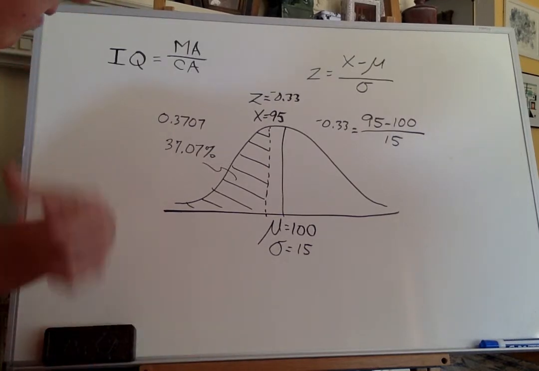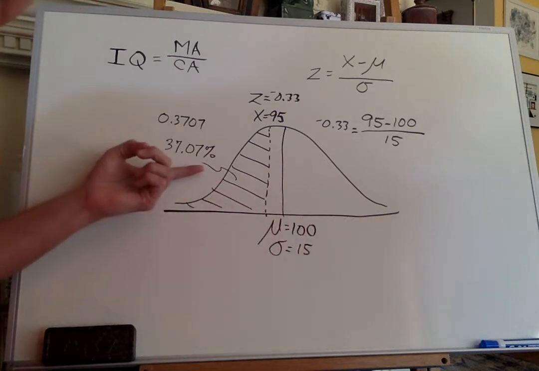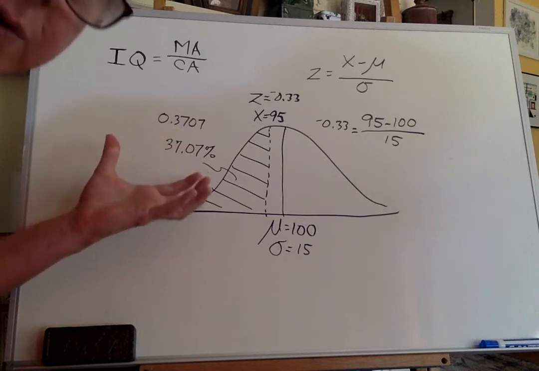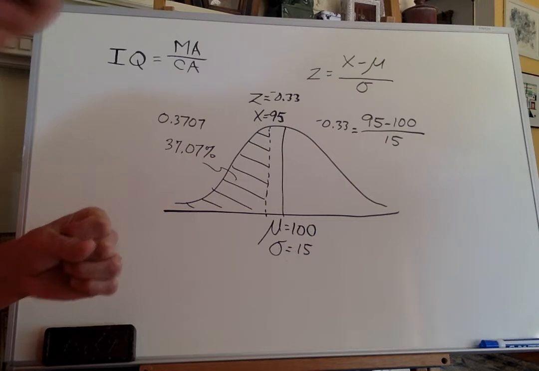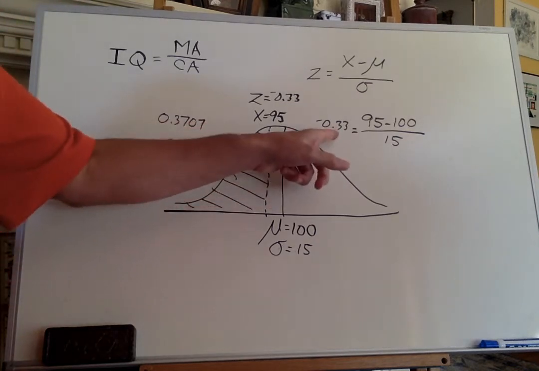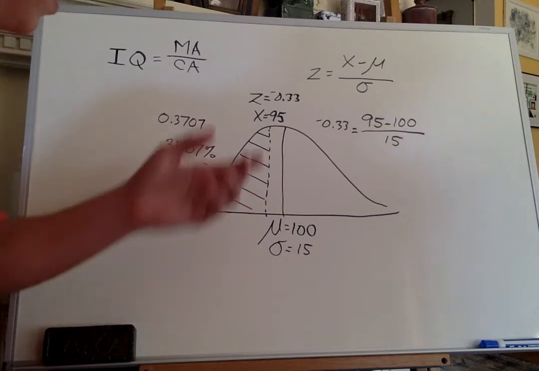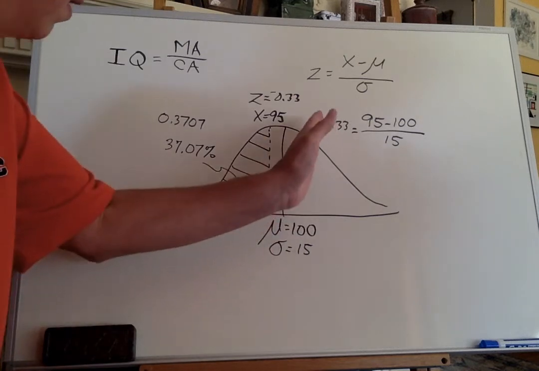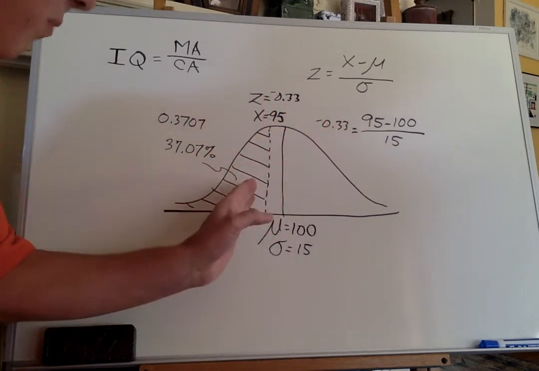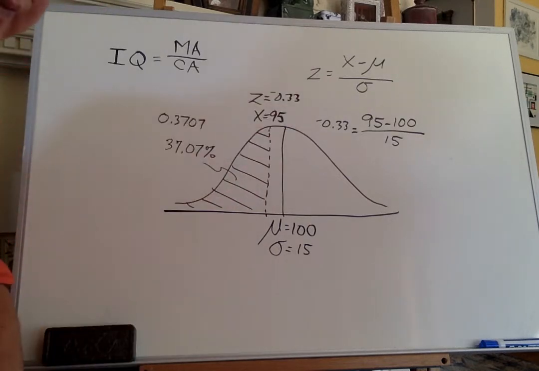Anyway, if we were able to randomly choose somebody from the general population, I would expect a 37% chance, 37.07, that they would have an IQ below 95. Notice, by the way, we have a negative z-score. I'm using the unit normal table. We can disregard the negative just because it's a symmetrical curve. Whether it's a positive 0.33 or a negative 0.33, the tail is still 37.07%.